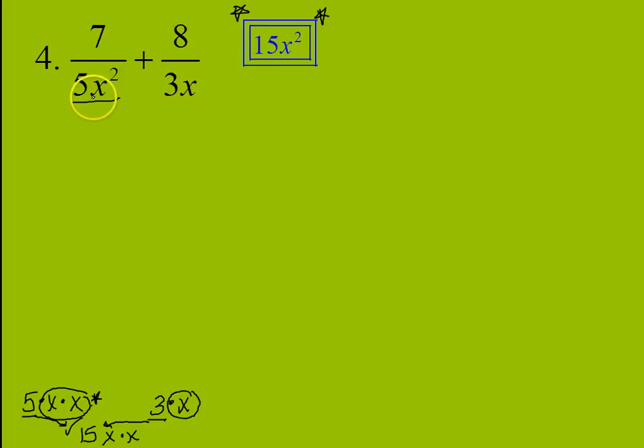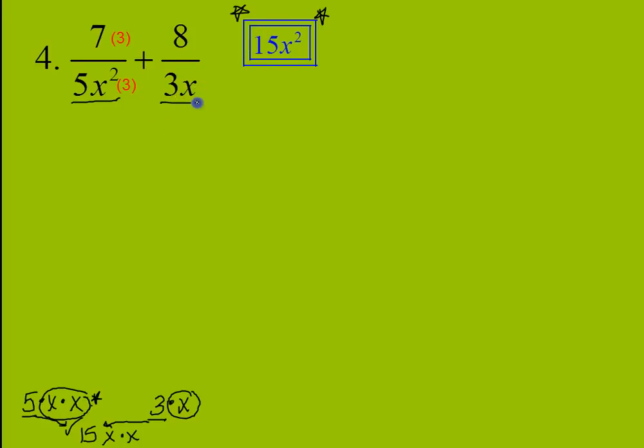But what did we say a second ago? If I multiply the bottom by 3, I also have to multiply the top by 3. Okay, we're manipulating these fractions. So whatever you do on the bottom, you have to do on the top. So we're going to multiply both of them by 3 to get that 15x squared. Same thing on this side.